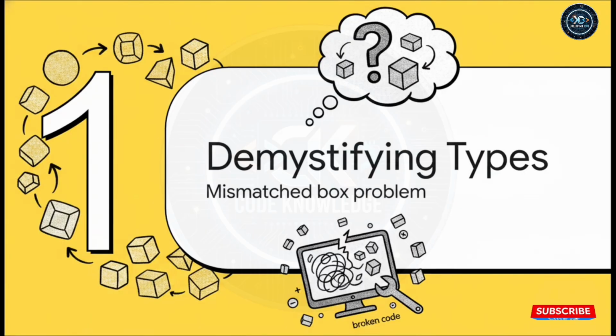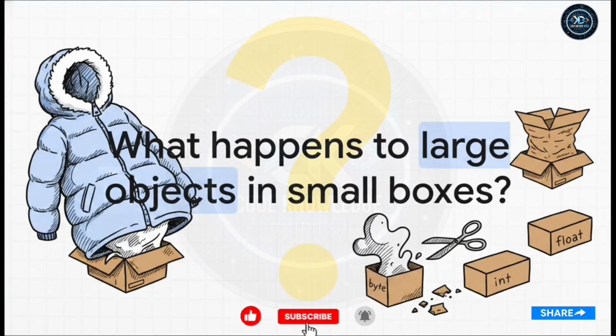Let's kick things off with section 1, demystifying type conversion. Imagine you're packing for a trip, right? What actually happens when you try to cram a massive, puffy winter coat into a tiny little shoebox? Well, it just doesn't work. You either need a way bigger box or you have to chop up the coat, which obviously ruins it. Java handles memory pretty much exactly the same way. Every single variable you declare, whether it's an integer, a float, a byte, it's essentially a container built to a very specific size. And when you try forcing mismatched data into those memory spaces, well, Java is forced to make a decision about what to do.